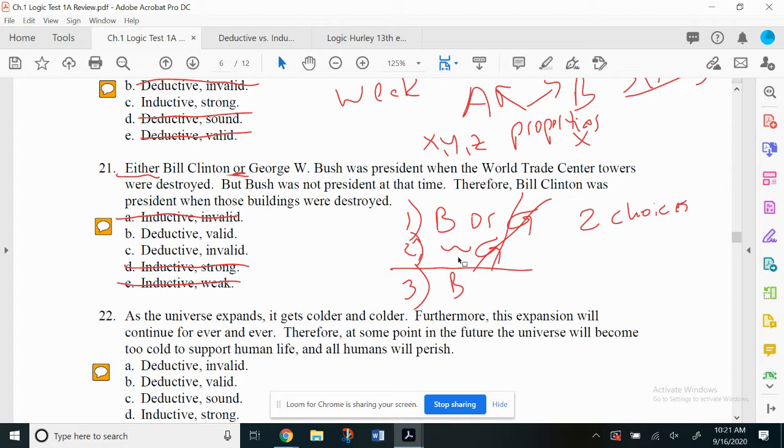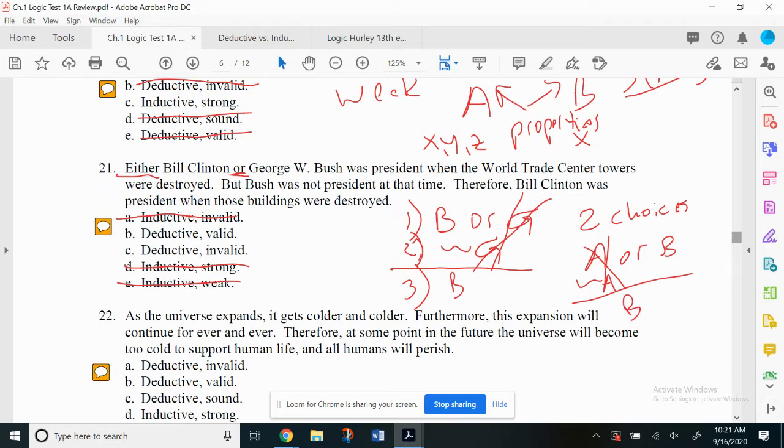How do I get the not G? But Bush was not president at the time. Not. Right? So I'm negating these two. If I negate these two, then I can safely bring B down. Let's see this a different way. A or B? Not A. I negate those two. Therefore, B. It's so simple.